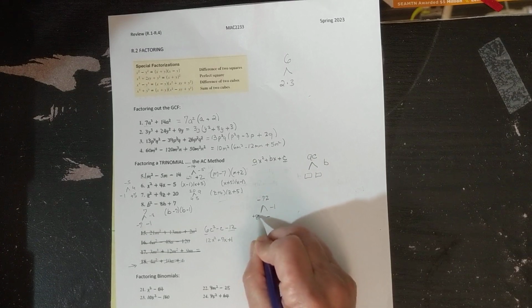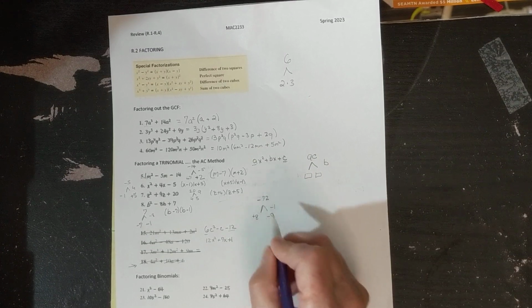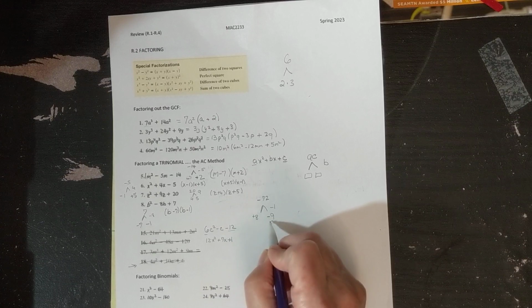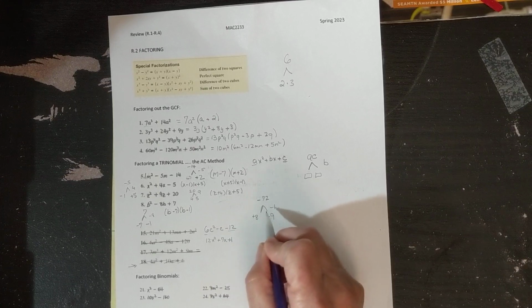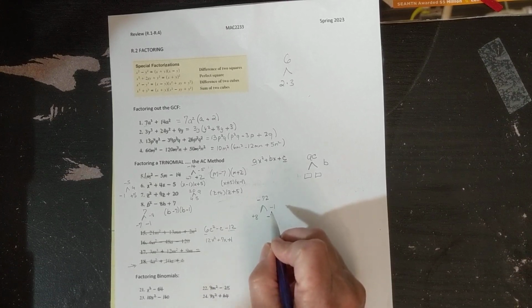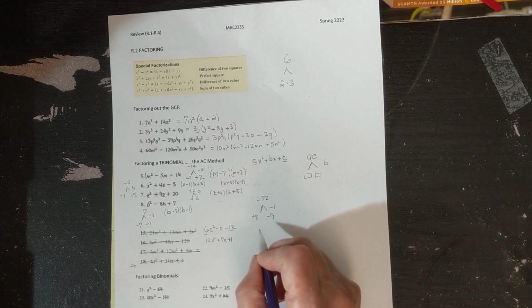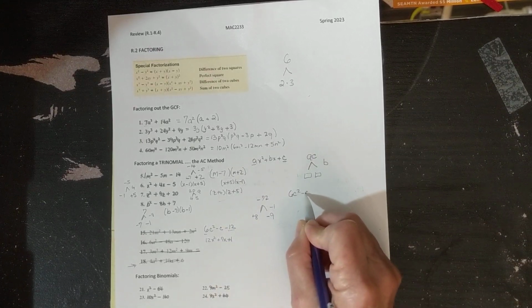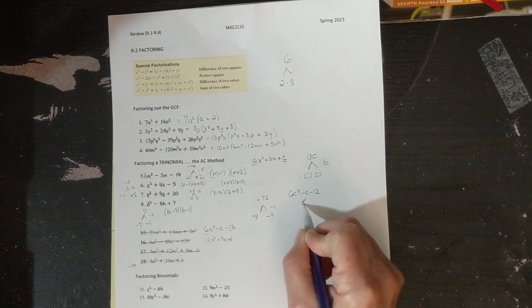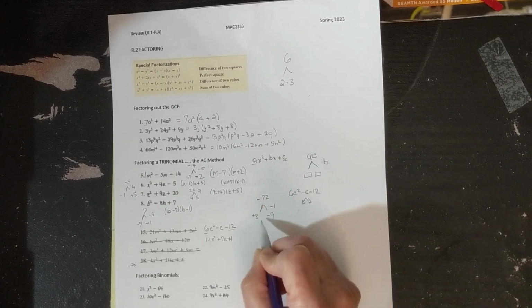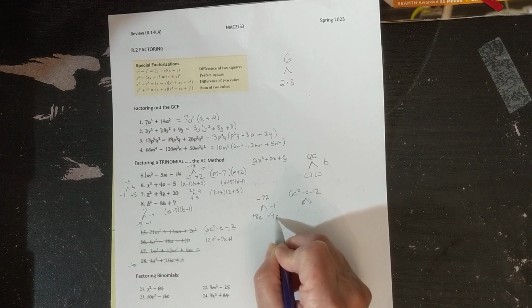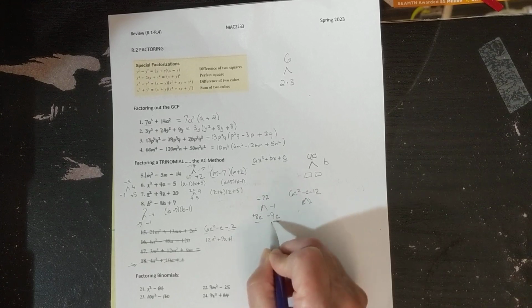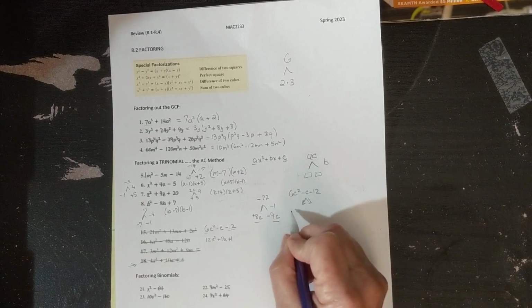Let's see, 8 times negative 9 gives me negative 72, and 8 minus 9 gives me negative 1. These are the winning numbers, but I cannot directly factor. I have to rewrite. I'm factoring 6c squared minus c minus 12. I have to rewrite the middle term, negative c, as 8c minus 9c. 8c minus 9c is the same thing as negative c.